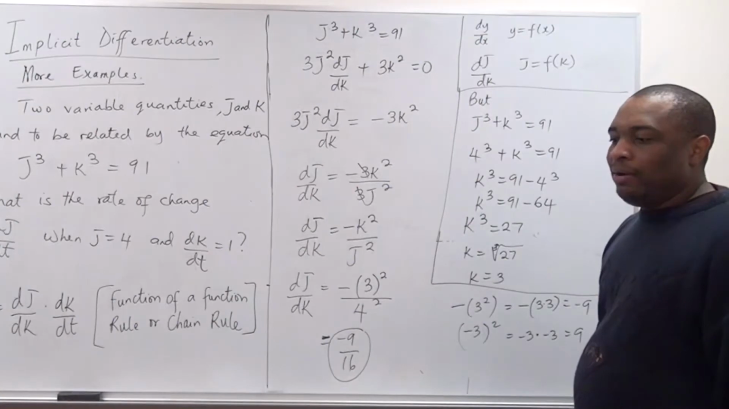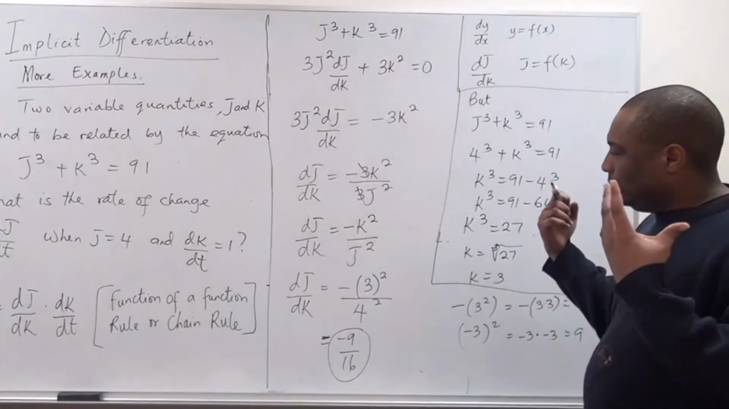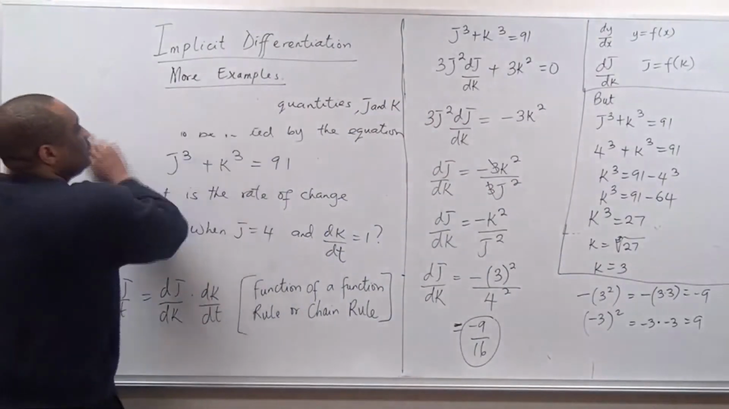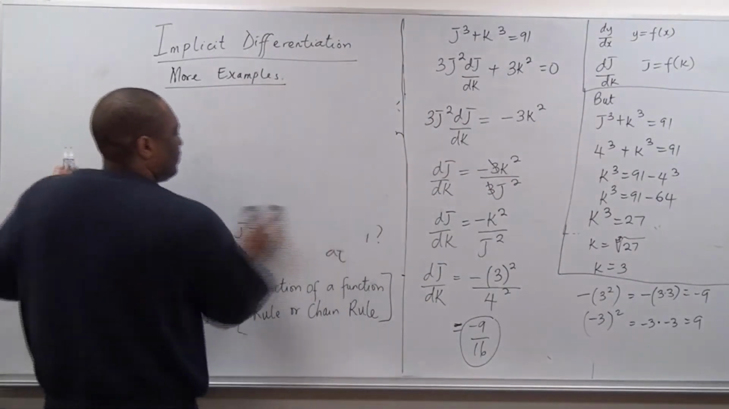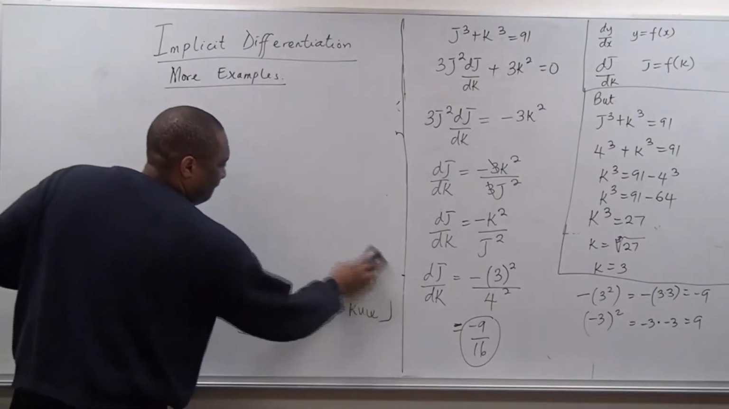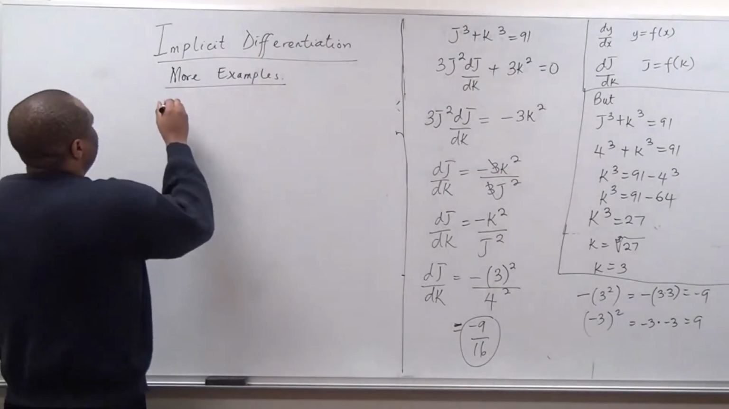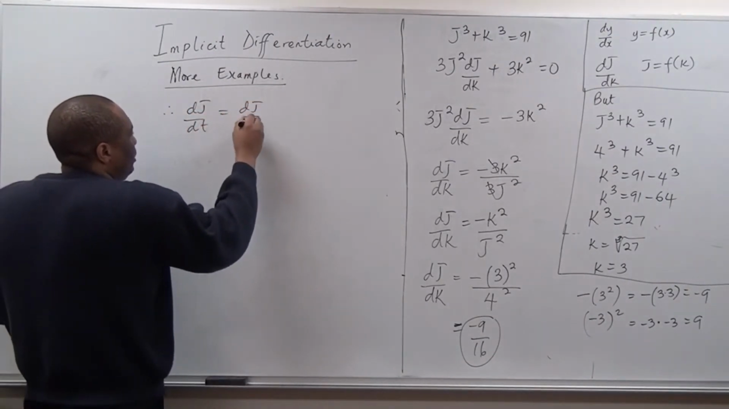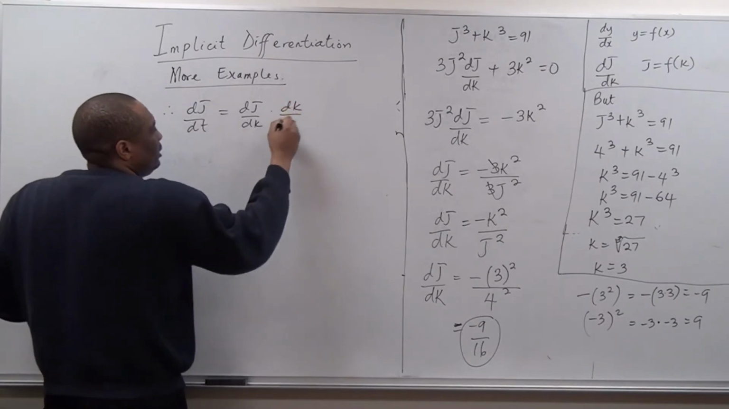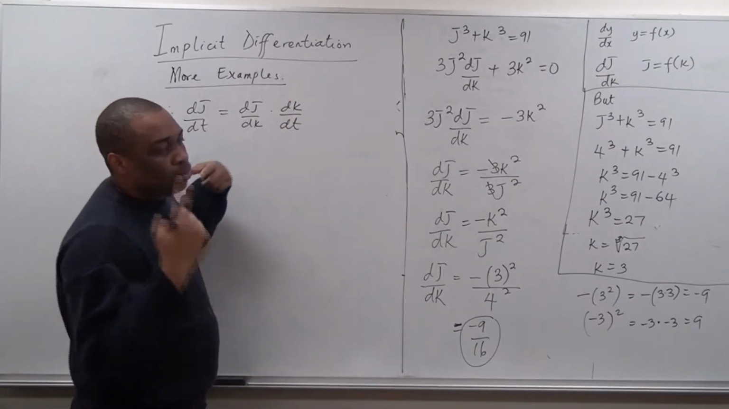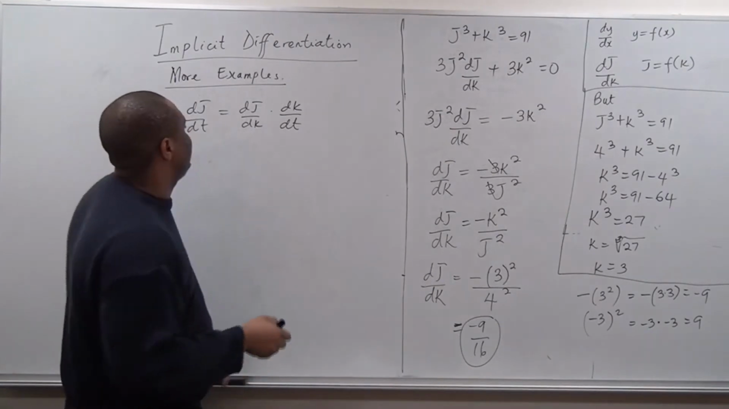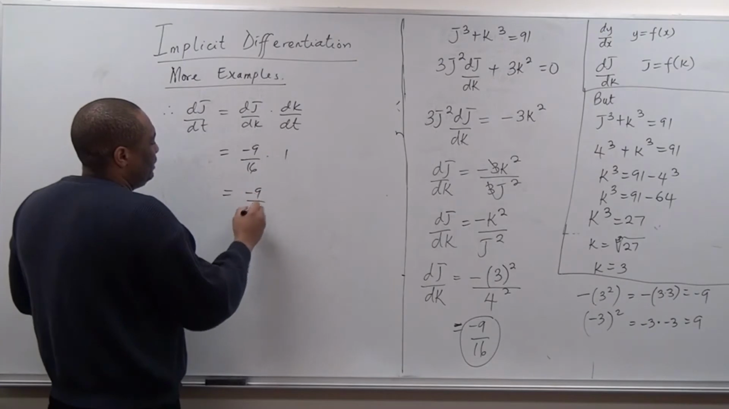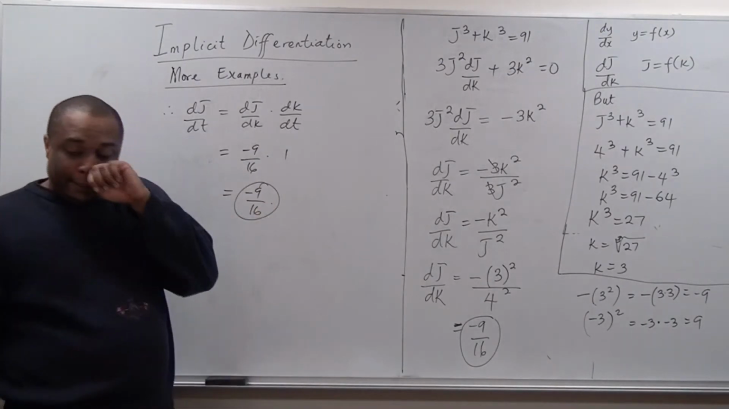Right? Now let's find the t. So I'm going to erase this. So therefore, the dt, of course, will give us the j dk times the k dt. Now, we see that the k dt is 1. The j dk is negative 9/16. So this is negative 9/16 times 1, which is negative 9/16. And that's your answer.